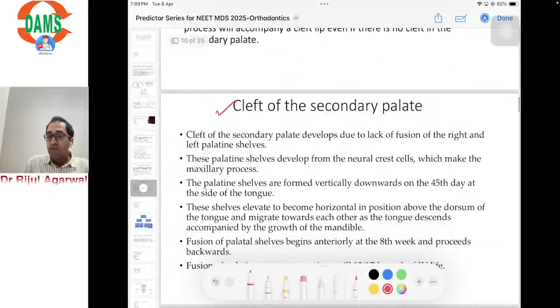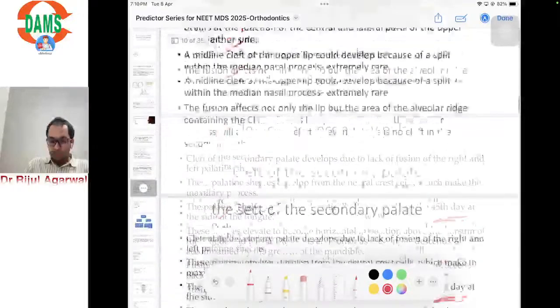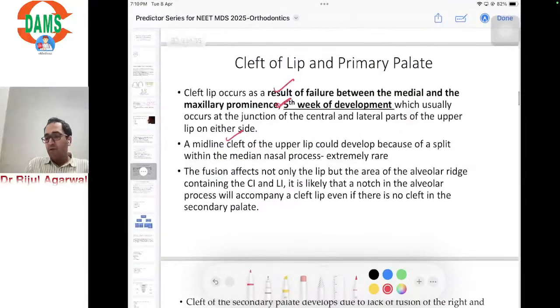Next, cleft of the secondary palate, which occurs due to the non-fusion of the palatine shelves. So what can happen? Either the palatine shelves do not elevate or they do not fuse. Lack of fusion or lack of elevation can be due to a syndrome, Pierre-Robin anomaly. What is important for you is the date. It starts from the 8th week and continues till the 12th to 17th week of intrauterine life. Here, the lip cleft occurs in the 5th week of development.